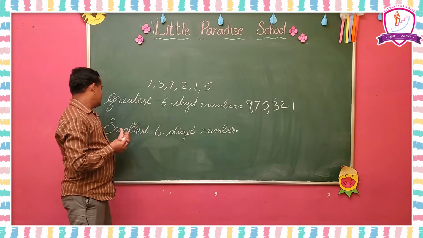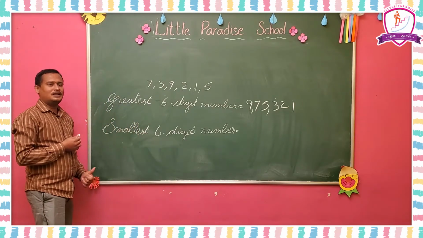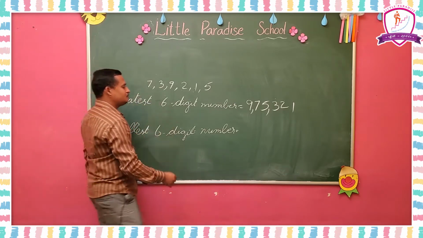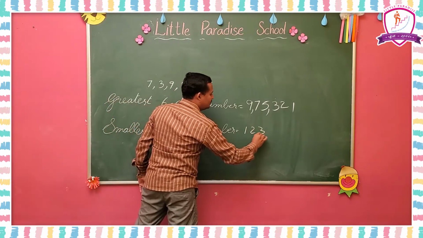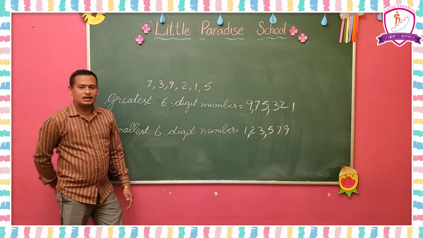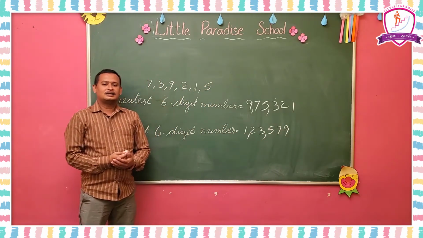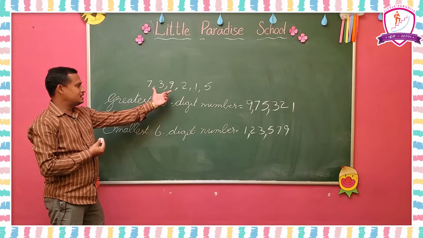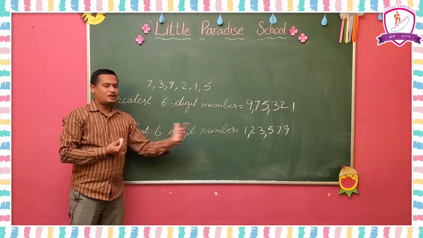Understood? Next, for the smallest 6 digit number, we have to arrange the given digits into ascending order. Ascending means small to big. 1, 2, 3, 5, 7, 9. Ones, tens, hundreds, comma, 1,000, 10,000s, comma, lakhs. Understood? Like this, you have to arrange the given digits into the greatest and smallest numbers.